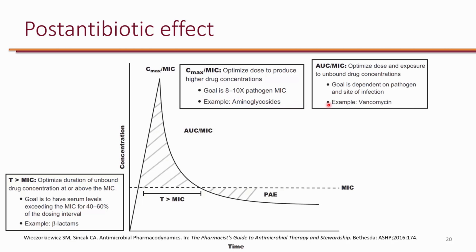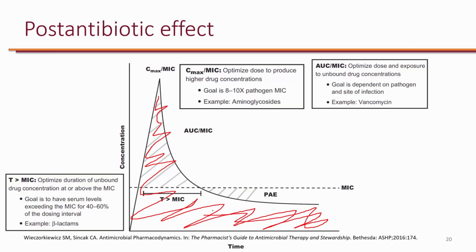And then we have the concept of AUC to MIC, which we will talk about more when we talk about vancomycin. And AUC to MIC is primarily used for vancomycin, as that's basically the area under the curve. So it would be all of this area. This would be the AUC.